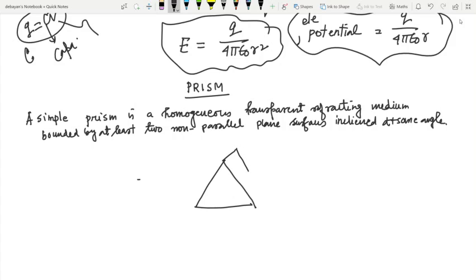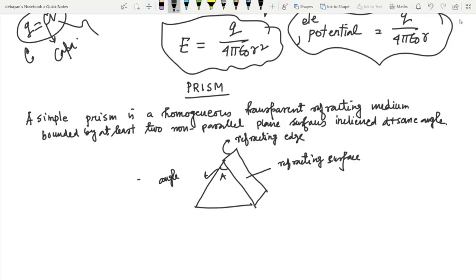This is nothing but the refracting edge, and that is also the refracting surface, and of course that is called the angle of prism. So that is the commonly used prism.